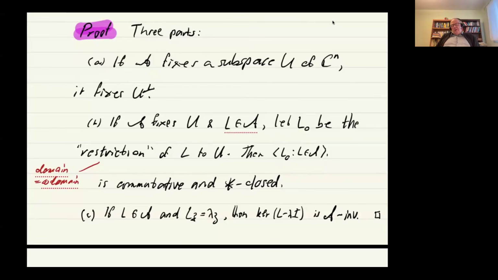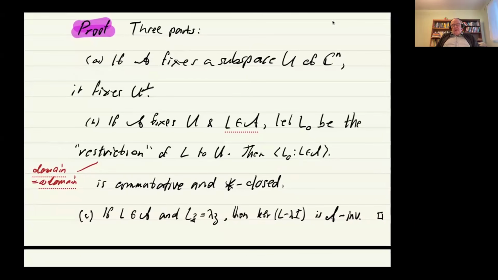Now that is a commutative algebra and it's still Schur closed. And so therefore by induction, it's got an orthogonal basis of eigenvectors, and we can put it all together. And the last line here is filling out what I said about the existence of the eigenvector. So that if Lz is equal to lambda z, then the kernel of L minus lambda I is A invariant.